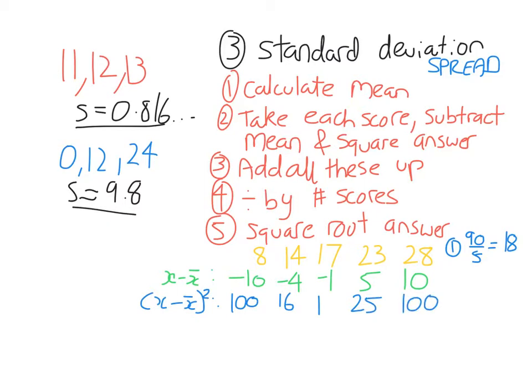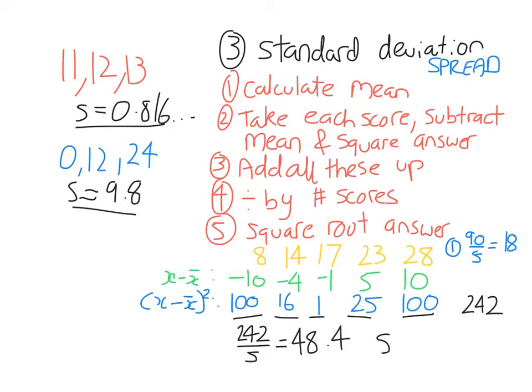Step 3, we'll want to add these up. So we're going to go 100 plus 16 plus 1 plus 25 plus 100. So the answer we get, if we add all these up, is 242. So that's step 3. Step 4, we divide 242 by the number of scores. So we do 242 divided by 5, which is 48.4. So that's step 4, and step 5 is to square root it.